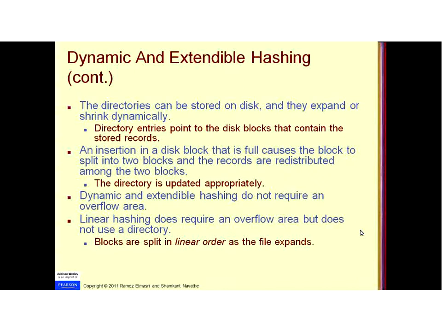The directories can be stored on disk, and they expand or shrink dynamically. Directory entries point to a disk block that contains the stored records. An insertion into a disk block that is full causes the block to split into 2 blocks, and the records are redistributed among the 2 blocks. Dynamic and extendable hashing do not require an overflow area because they can expand and shrink dynamically.